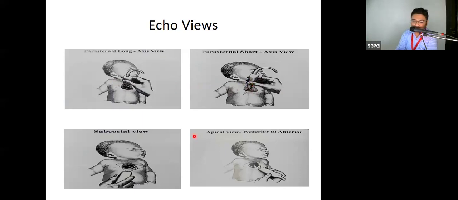This is the subcostal view, just below the xiphisternum. And this is the apical view, where we usually try to get the TR jet.